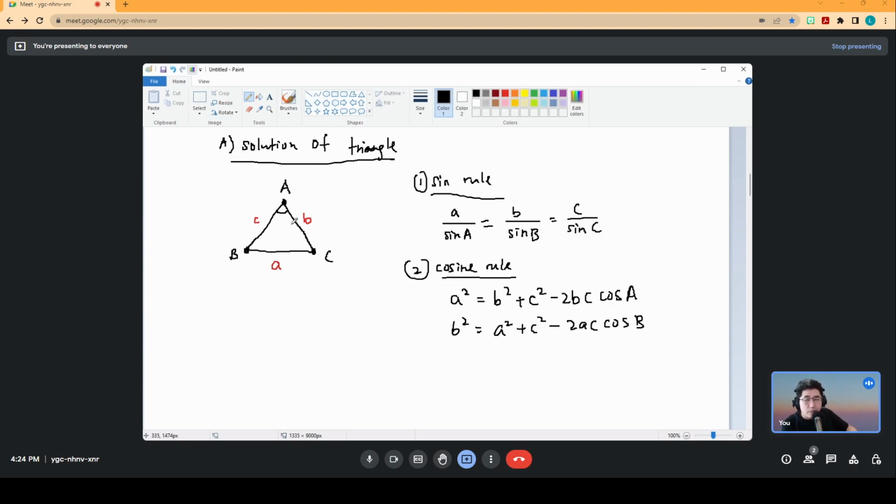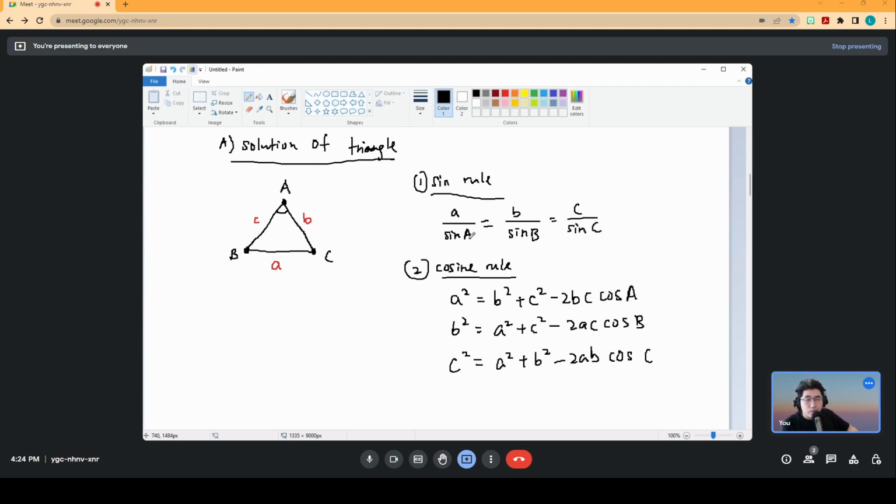Okay, similarly, if you're writing C as your subject, then you have c squared equals a squared plus b squared minus 2ab cos C. So these two relationships here are actually telling us that if I have a triangle, it will fulfill these properties. The angle and the length can be related in this method.